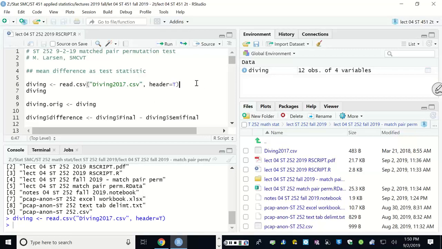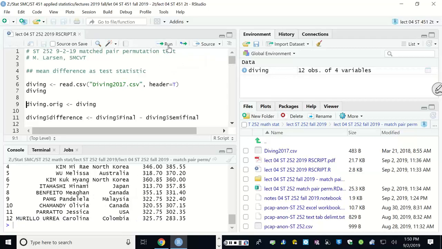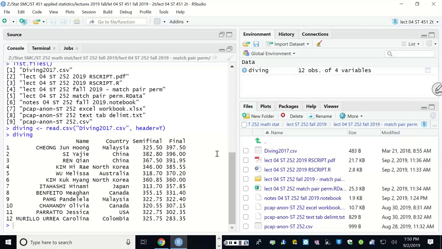So yeah, that's what it did. The diving set's kind of small, right? So we can actually look at this. There were these 12 professional divers, or maybe Olympic divers from different countries, some repetitions. And in the meet, they had their semifinal score and then the final score. Right? And this is the data that are presented.